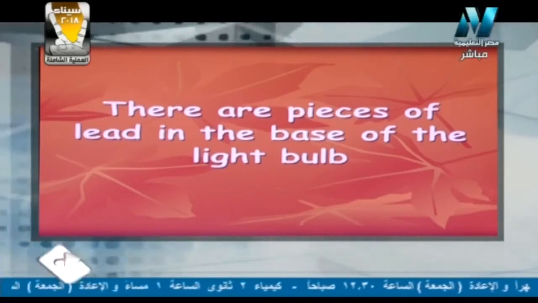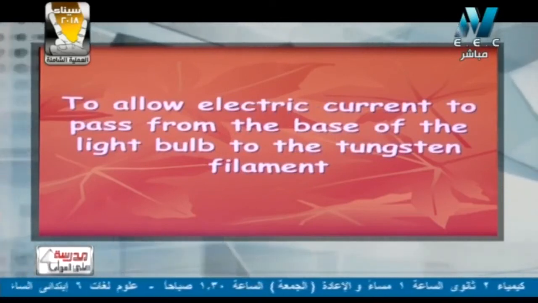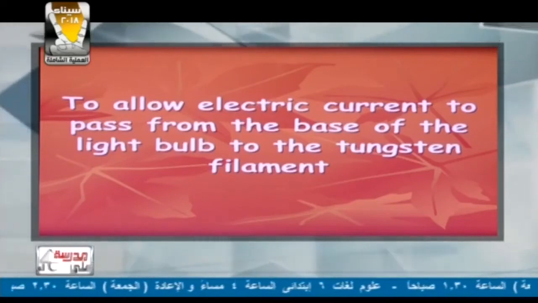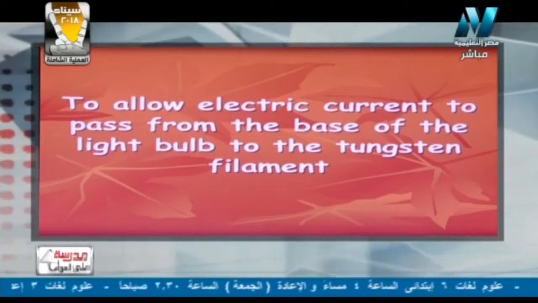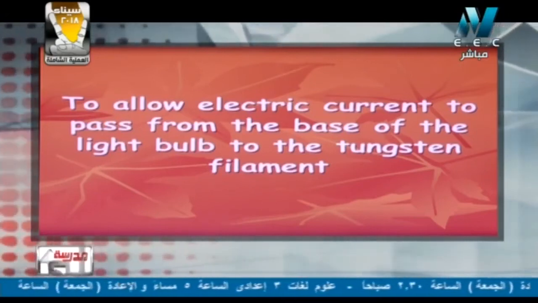There are pieces of lead in the base of the light bulb. ليه في قطع رصاص في المصباح الكهربي؟ ليها وظيفة مهمة جدا: to allow electric current to pass from the base of the light bulb to the tungsten filament.